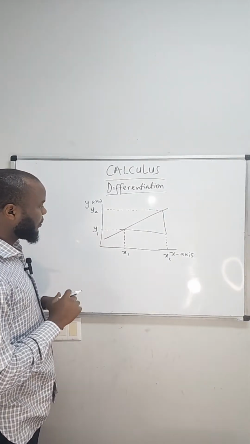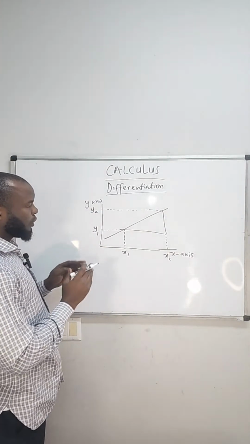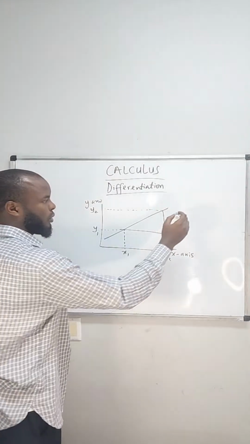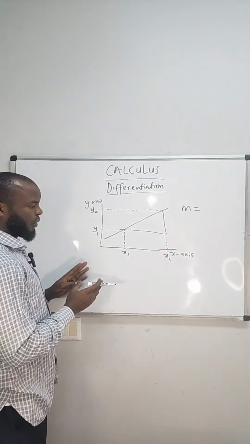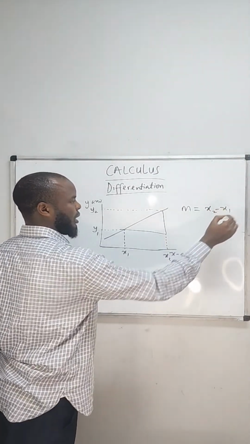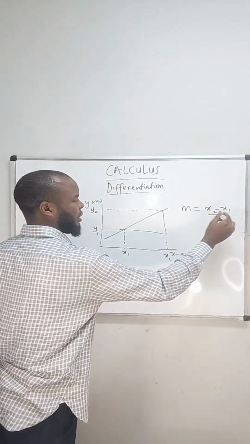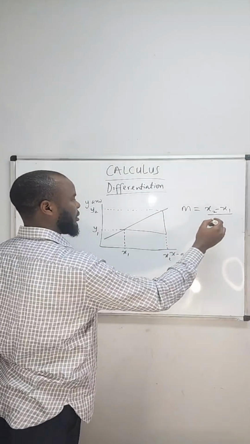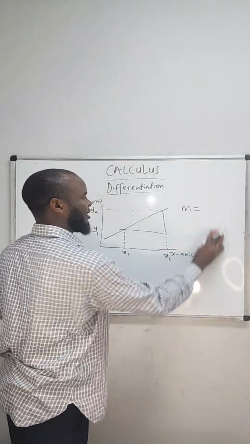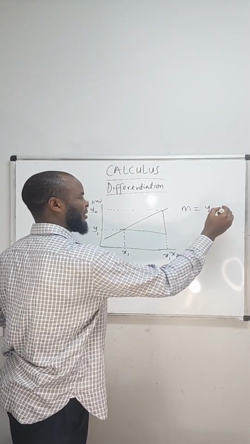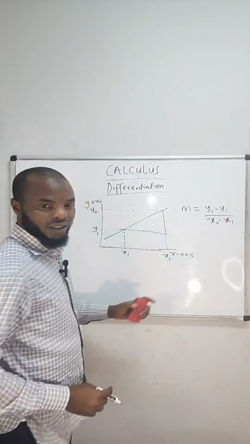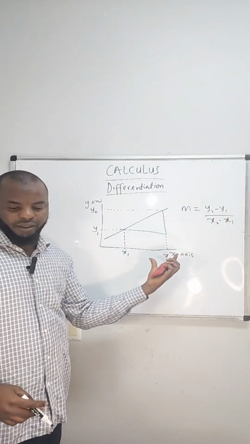Okay? Now, if you want to find the slope of this, your slope, let's represent it with m, is just your difference of x2 minus x1 divided by the difference of your y. Oh, sorry. It should be the difference of your y divided by the difference of your x. So this is the slope of this.